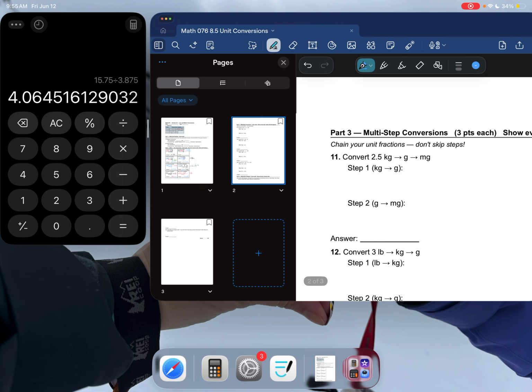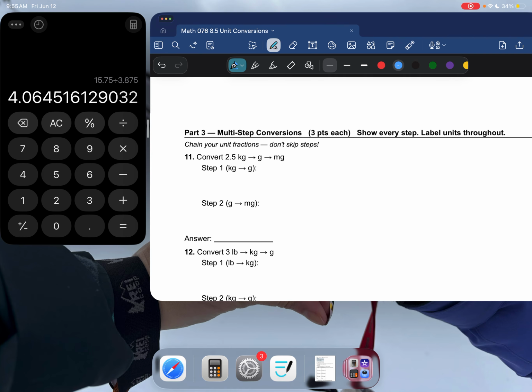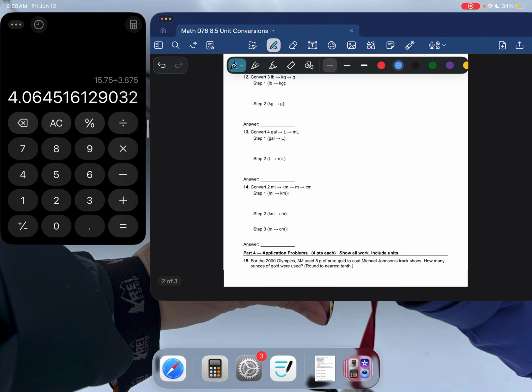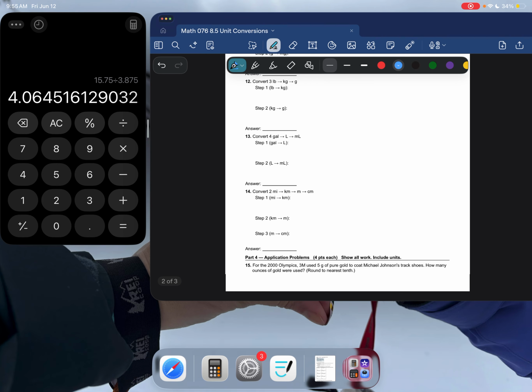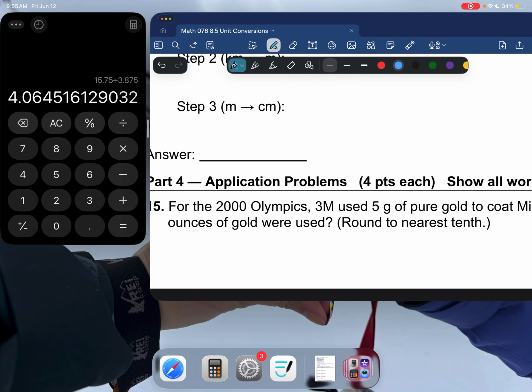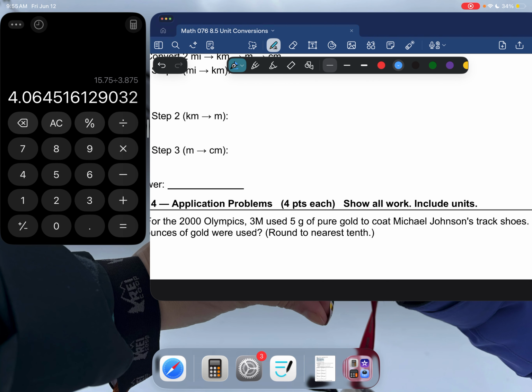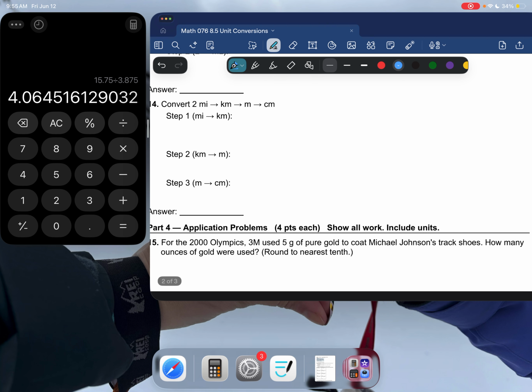Okay, we are skipping the multi-step because it's not on the test, and I'm not putting it on the final. So I'm not going to confuse you, but we'll do the last one. Let's do a word problem. For the 2000 Olympics, 3M used 5 grams of pure gold to coat Michael Jackson's track shoes. How many ounces of gold were used? Round to the nearest tenth.